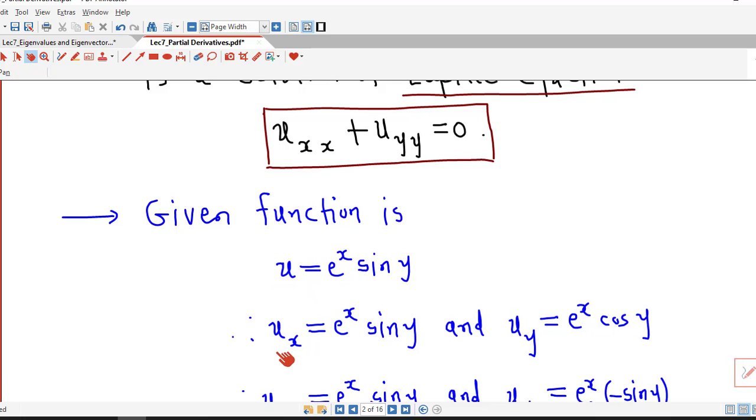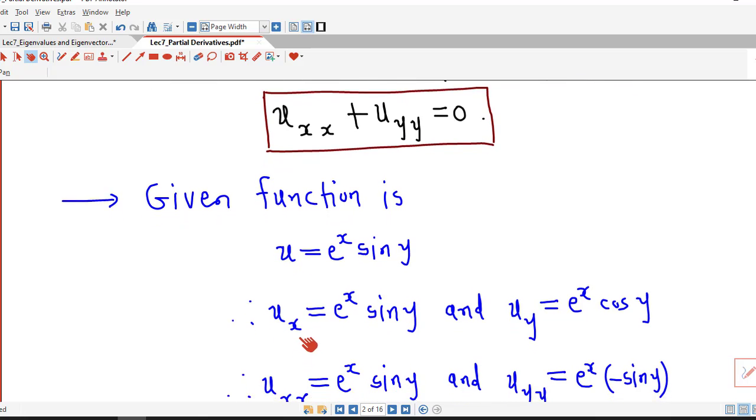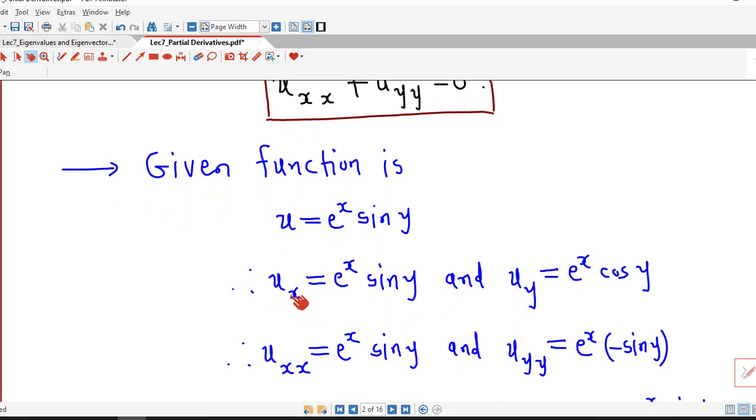Partial derivative with respect to x is sin y as it is, because we are differentiating with respect to x, therefore y is constant, therefore sin y is constant, and derivative of e raised to x is e raised to x. And if we differentiate with respect to y, we consider e raised to x as constant and derivative of sin y is cos y. Now we find out partial derivative of del u by del x with respect to x.